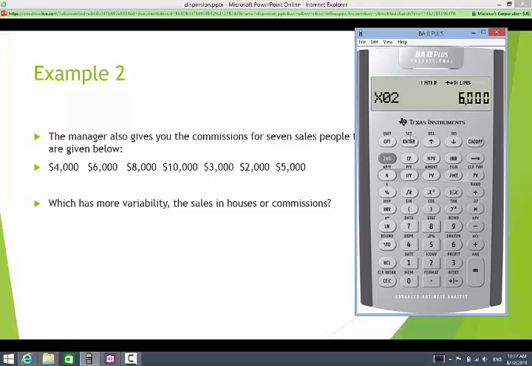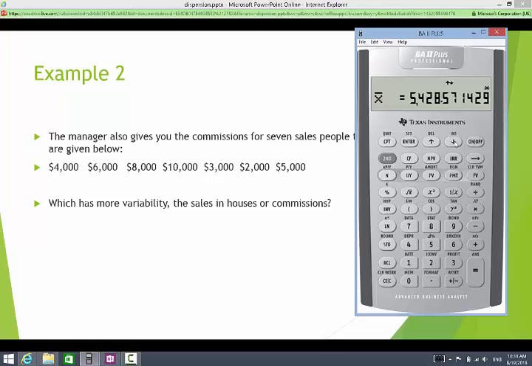6,000. 8,000. Not 80,000. 10,000. 3,000. 2,000 and 5,000. Now I just have to go second stat, Lin mode, which is good, 7 numbers looking good.